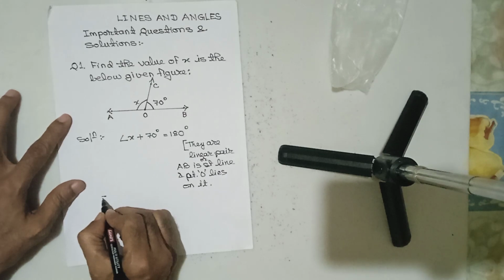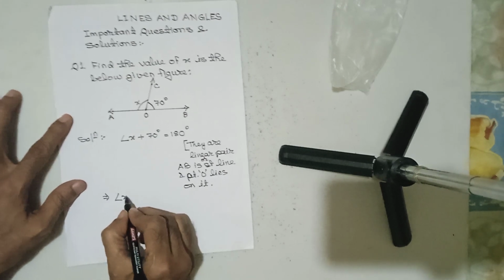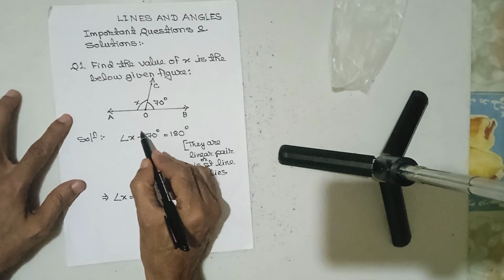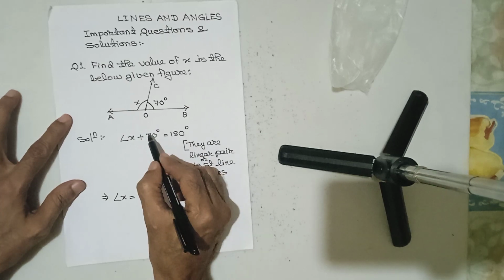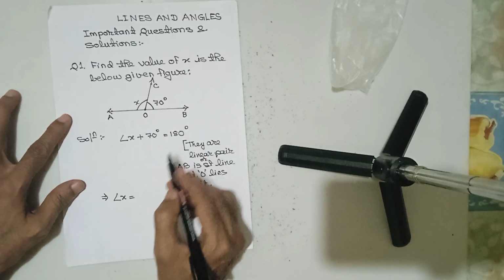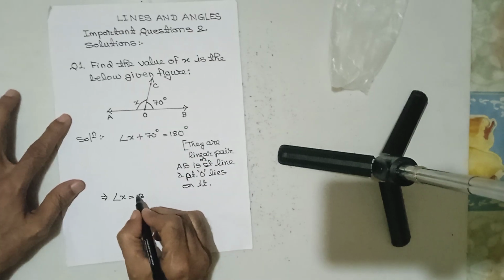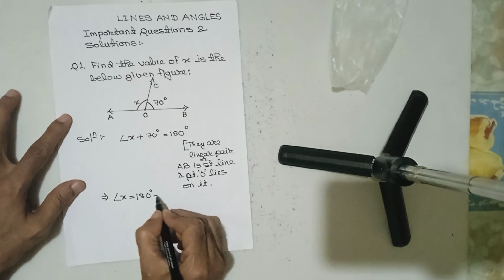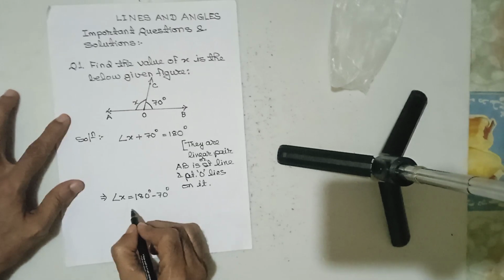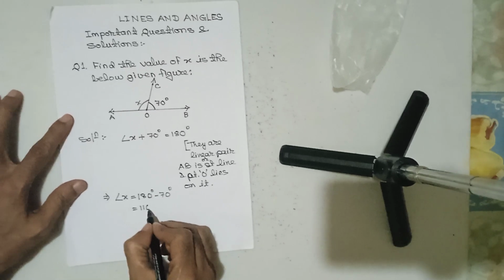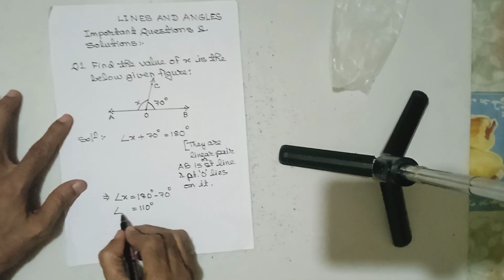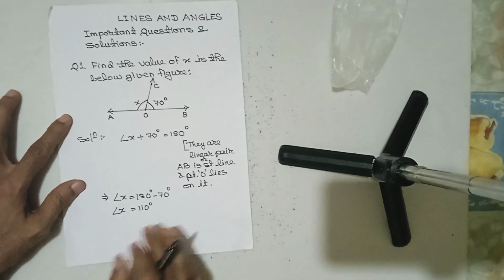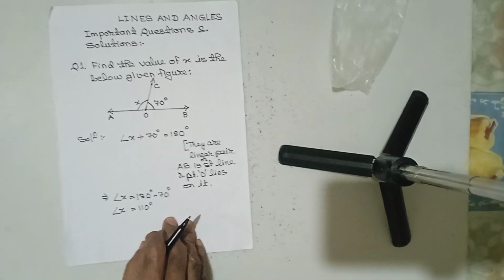From the simple equation we get angle x is equal to, plus 70 will go to the right hand side and it will become minus. So 180 degrees minus 70 degrees will be equal to 110 degrees. Therefore we got the answer, angle x is equal to 110 degrees.